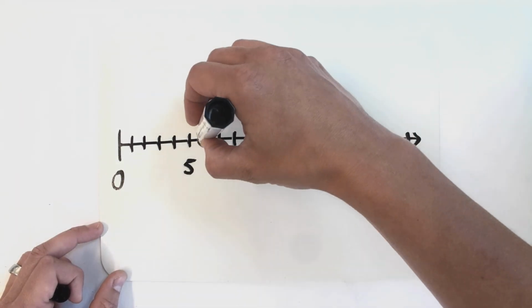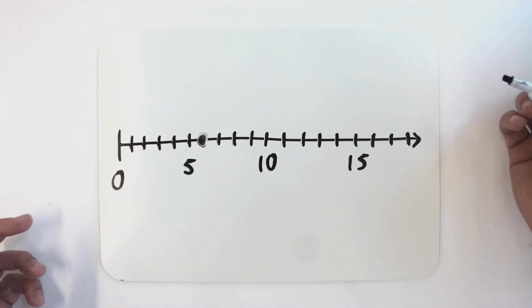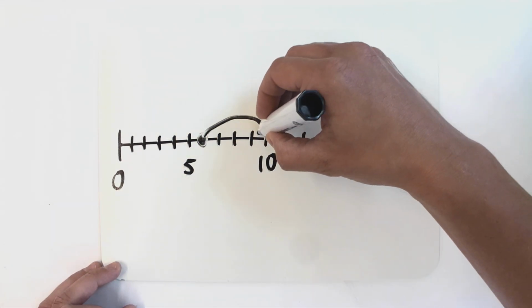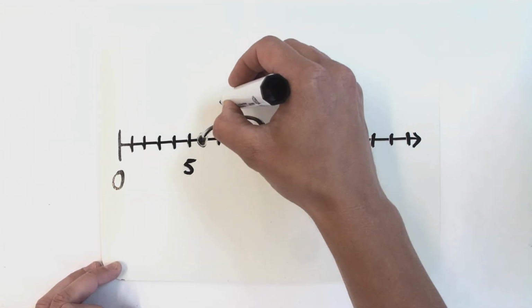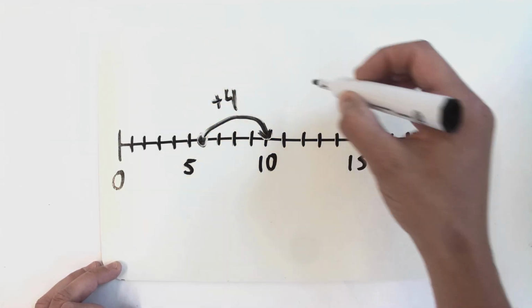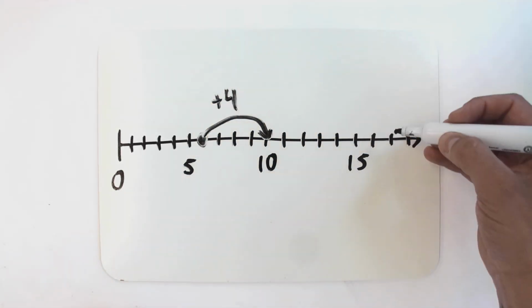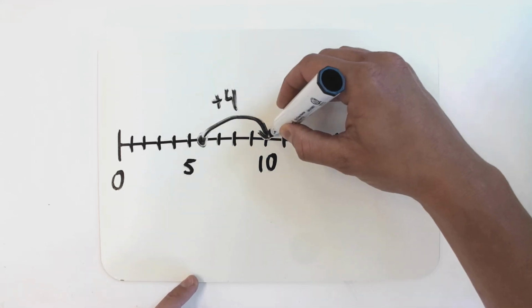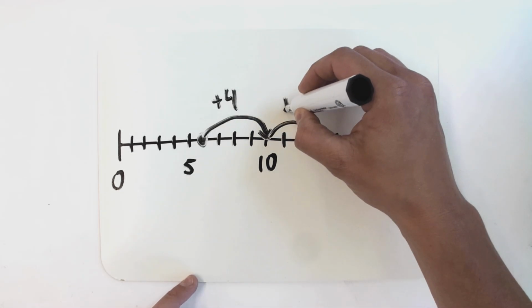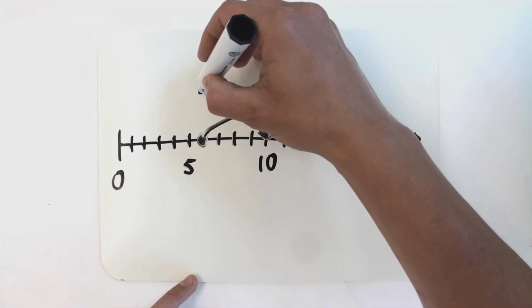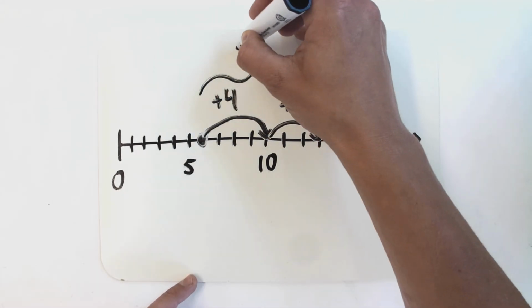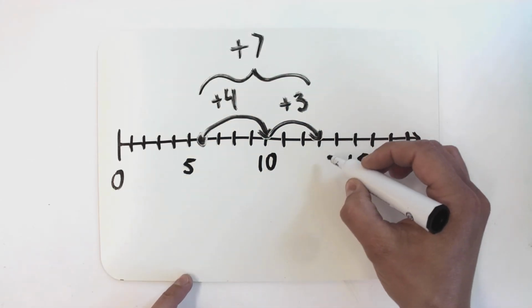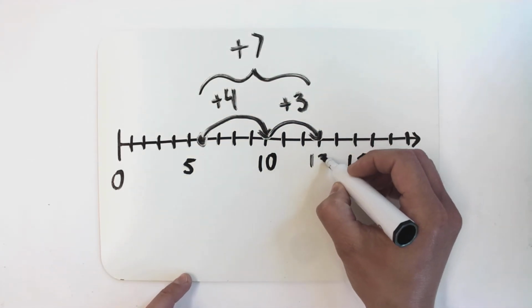If we want to more closely align with the making 10 strategy, right, first I might make a jump from 6 to 10. Right, so I've added 4 so far. I need to add a total of 7, so I need to add a little bit more. I need to add 3 more. So again, you can do 1, 2, 3, or you can just do that total jump of 3. Okay, so there we've added 3. So our total is that we have added 7. So we started at 6, we added 7. We ended up over here at 13.